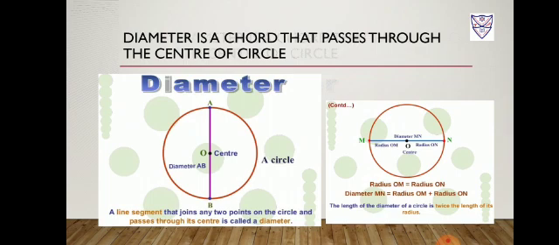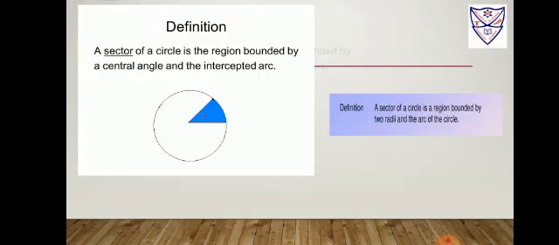So students, diameter is a chord that passes through the center of the circle. Here you can see this is a diameter AB that passes through the center of the circle. You should also know that suppose here the radius is OM and ON. Diameter is double the radius. So the length of the diameter of a circle is twice the length of its radius.